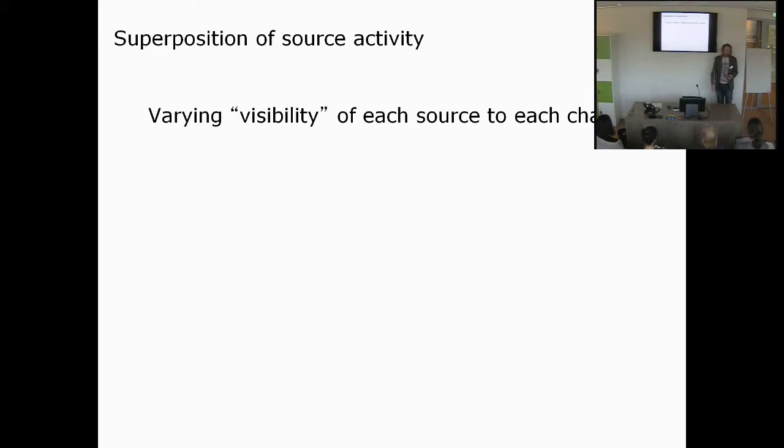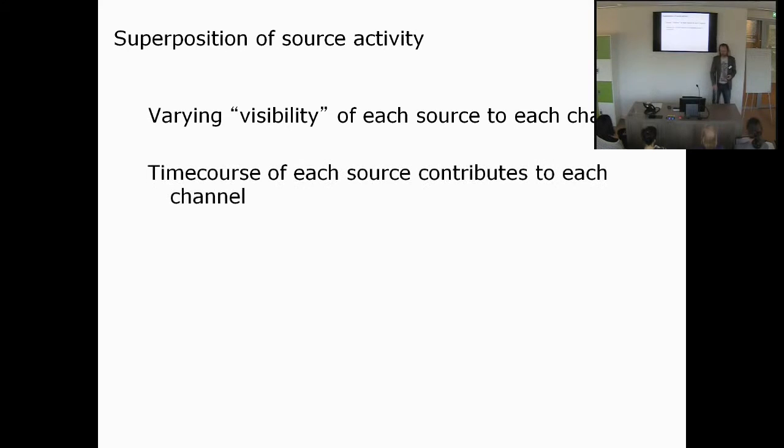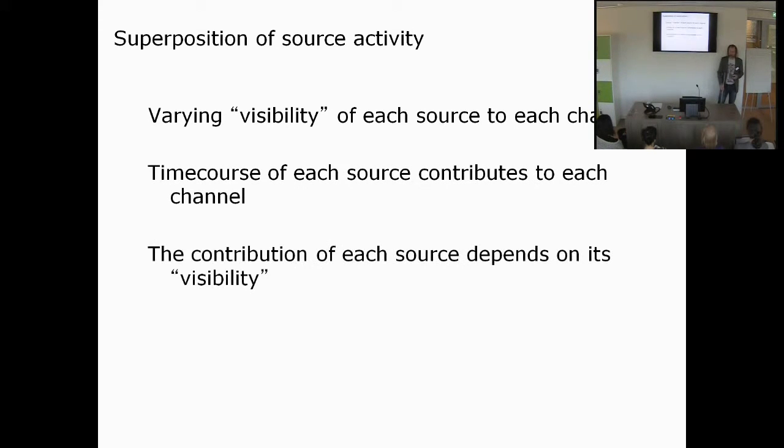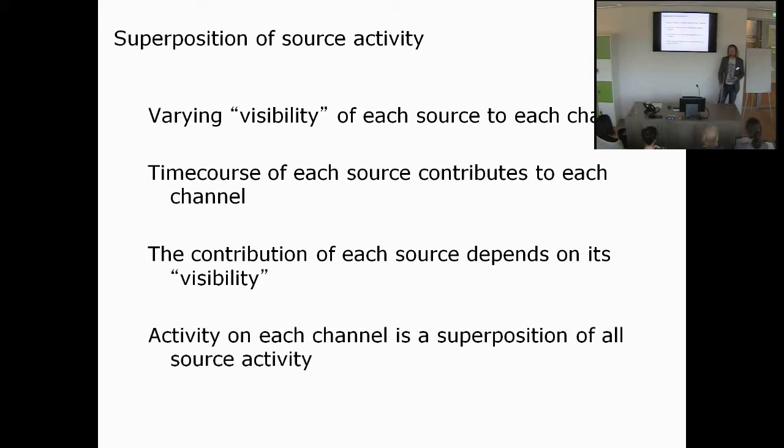So what we have is a varying visibility of each source to each channel, and the time course of each source contributes to each channel. This contribution of course depends on this visibility. But it's always important, when you're looking at your data, that the activity at each channel is a superposition of all source activity. Even though there's a very small contribution from other sources, at the channel level you always have the superposition.